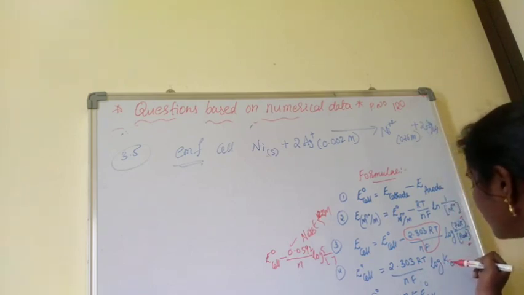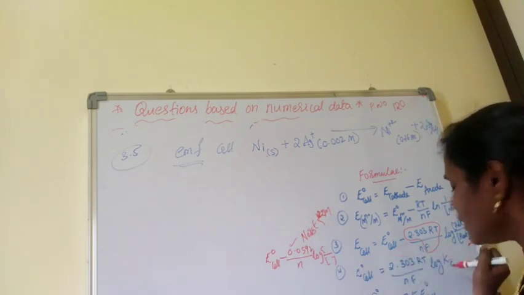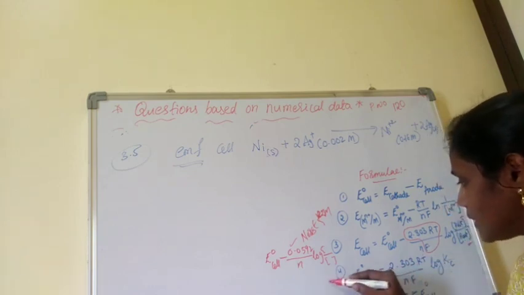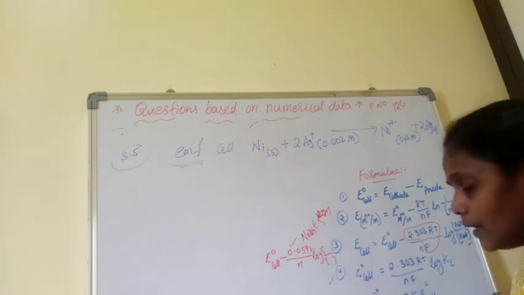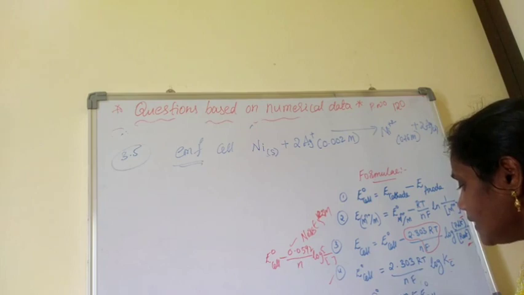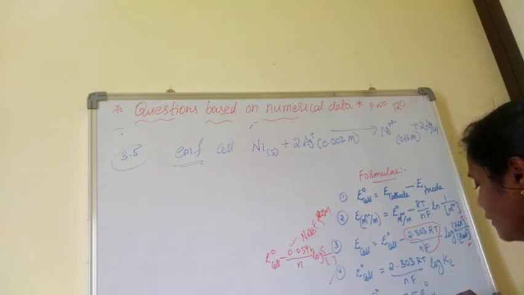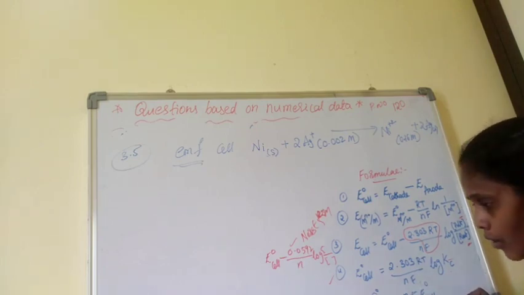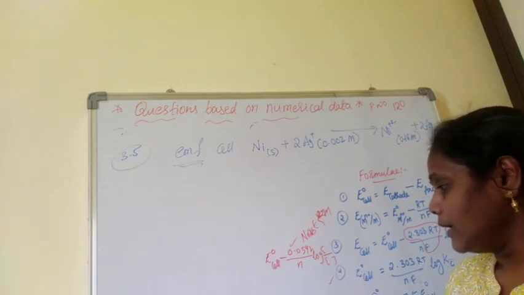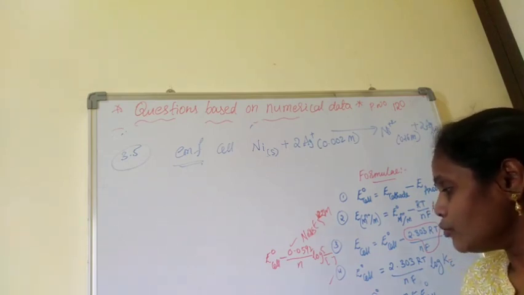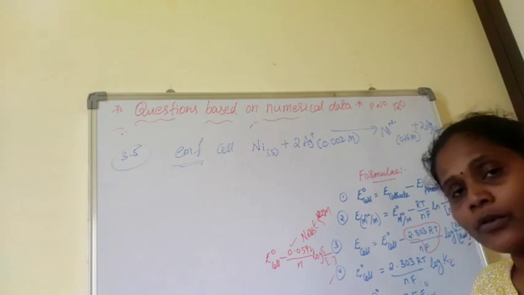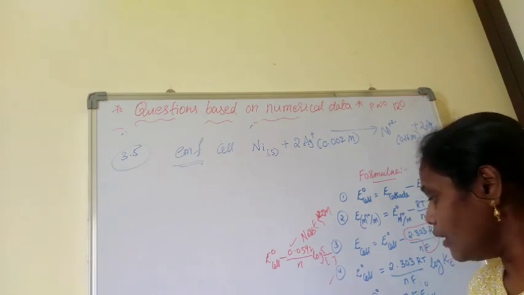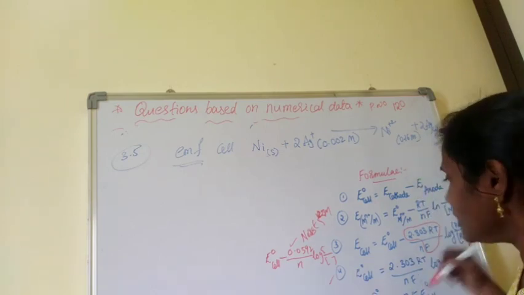If the equilibrium constant is to be calculated, or E cell from the equilibrium constant, we can use this. Finally, it gives free energy: delta G naught is equal to minus nF E naught of the cell, or at a different temperature, minus 2.303 RT log Kc. So these are the formulas you came across.